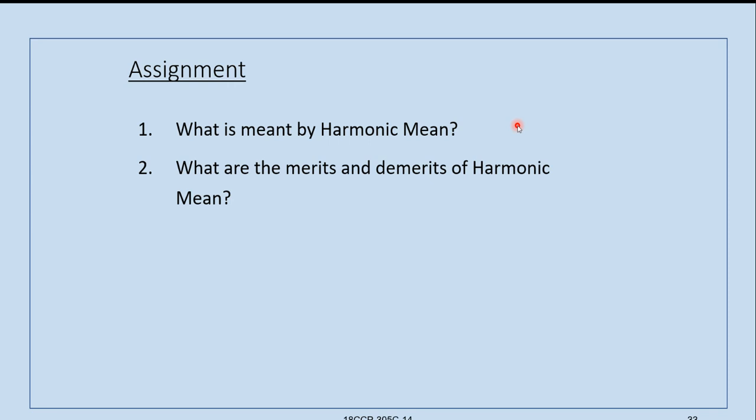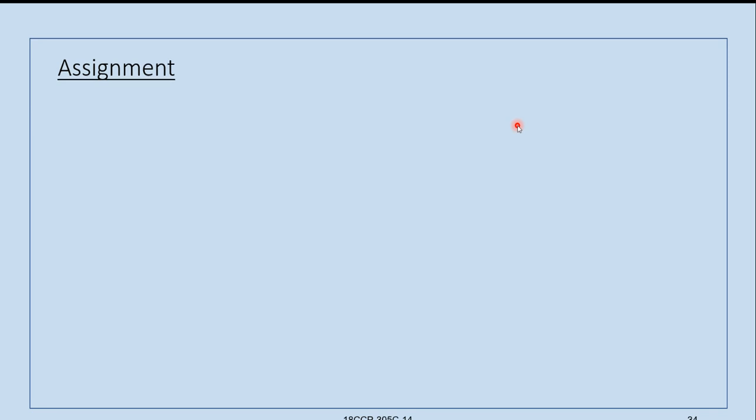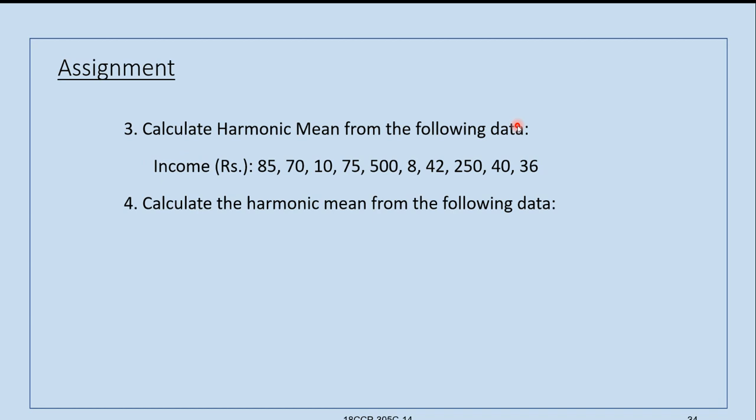Here you have to clearly understand one thing, the difference in the calculation of arithmetic mean, geometric mean, and harmonic mean. That we have to understand very clearly. And here we have, as I said, sufficient problems. Some 16 problems are given. So you please attempt these problems and submit it to me.